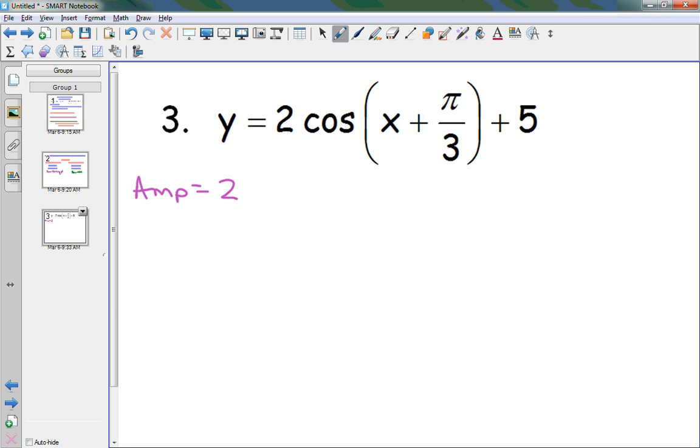Level can be at negative 10. Level can be at 25. Level can be at 5,332. Do we understand that? From wherever level is at, I'm going to go up 2 units from that, and I'm going to get a relative max. What's a relative max mean?